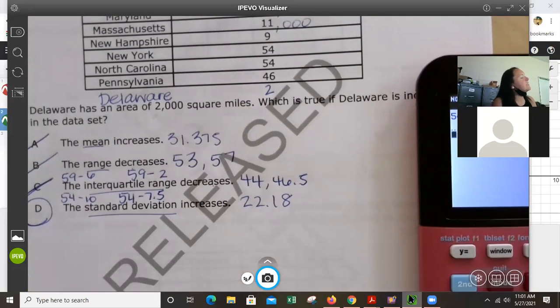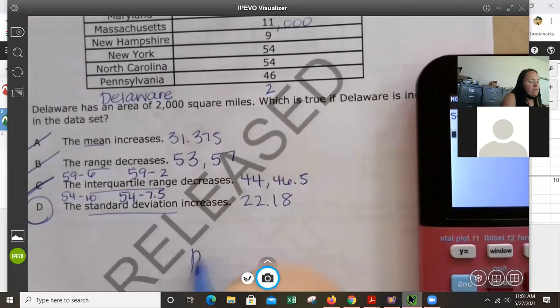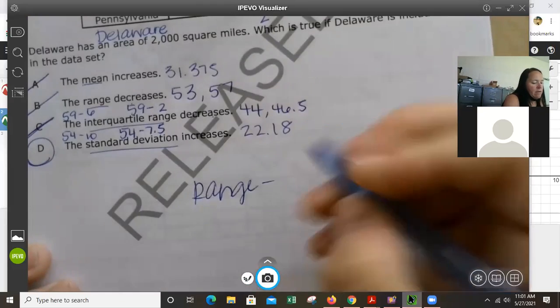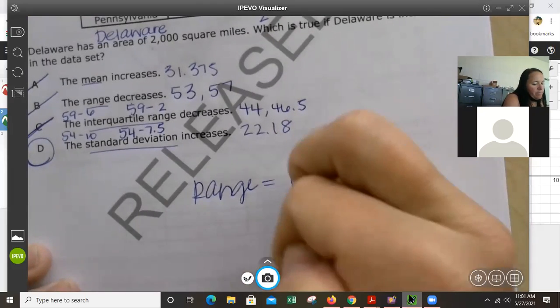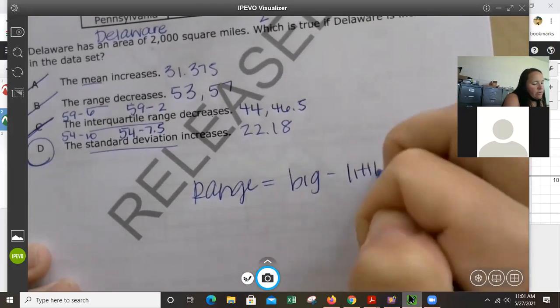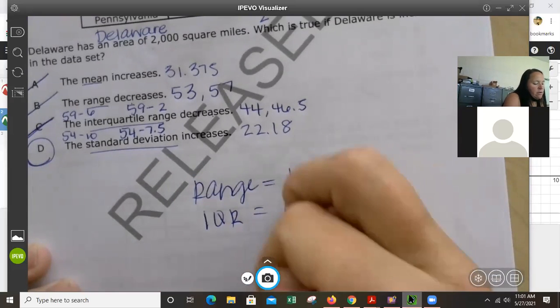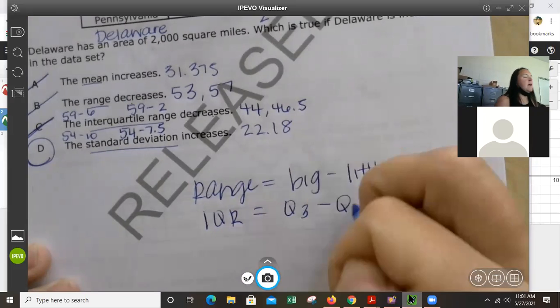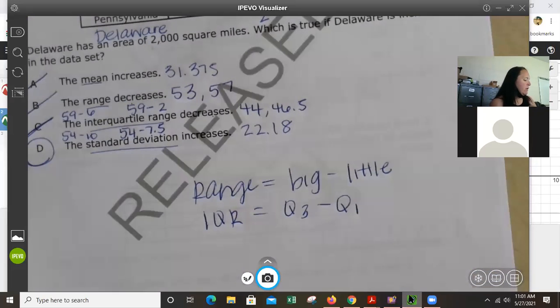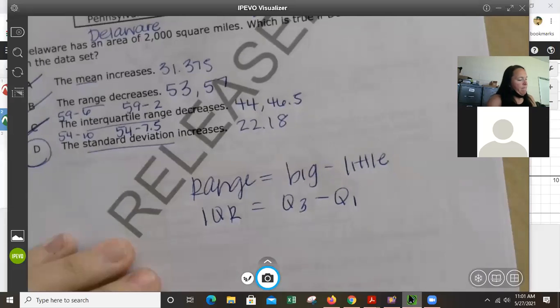Make sure you know what the range and the interquartile range is. So if you don't know, the range is the biggest number minus the littlest number. The interquartile range is Q3 minus Q1. Okay, so make sure you know those because they do ask those a couple times. All right.